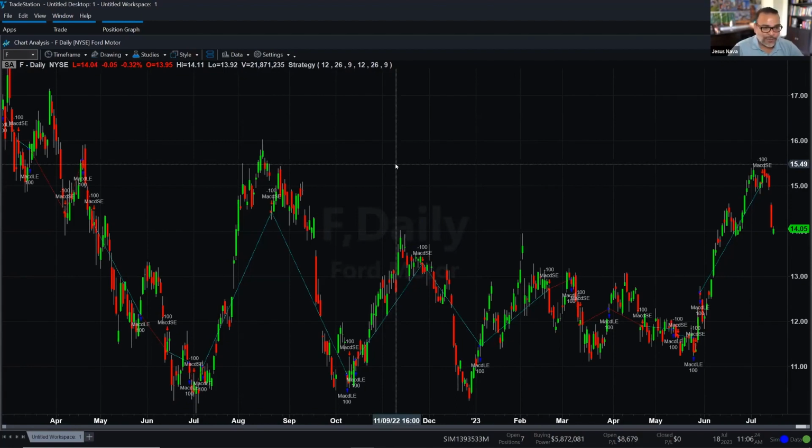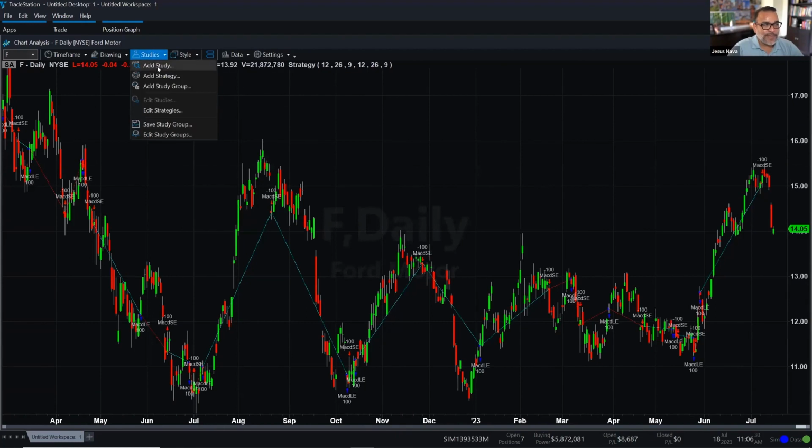Pretty straightforward, nothing fancy, nothing custom, things that you can find on your own platform. If you are asking how to add the strategy, just go to studies, add strategies, and we added the two MACDs, the one that generates the long entries and the one that generates the short entries.